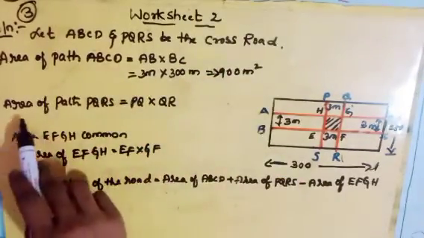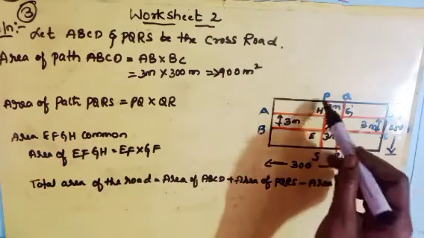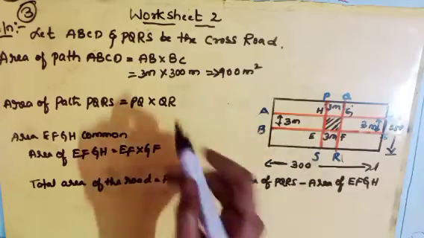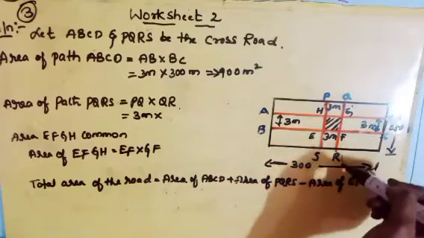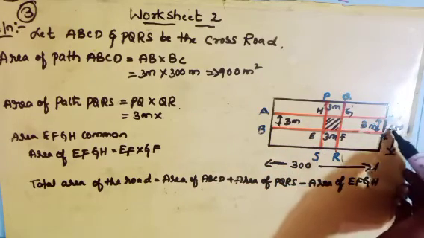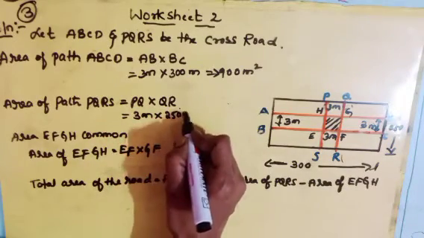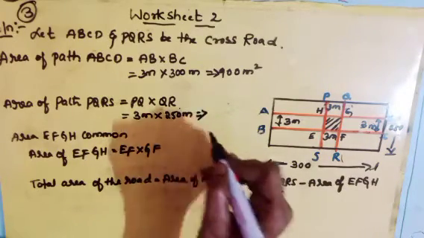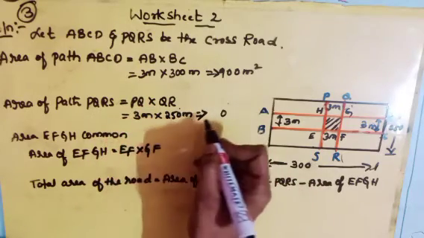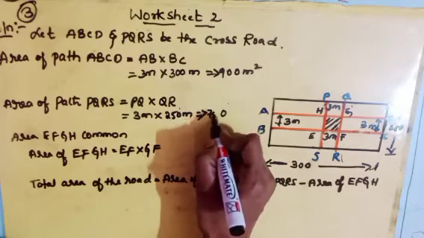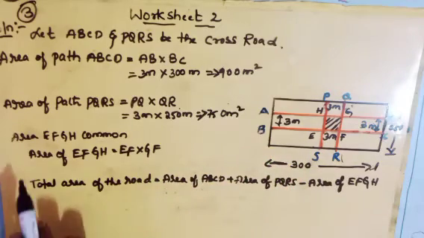Next, area of the path PQRS. The width of PQ is 3 meter and QR is parallel to the breadth. The breadth is how much here? 250, so the value of QR will be 250 meter. So let us multiply. So what will we get here? 3 into 250 is 750 meter square. Next, let us find EFGH.